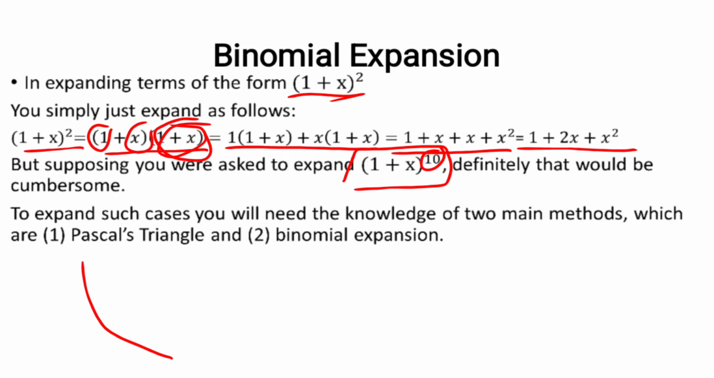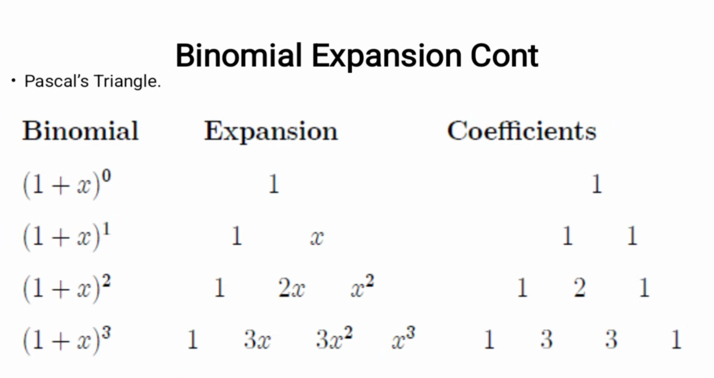So that brings us to the topic binomial expansion, right? There are two main methods at your level. We use the Pascal triangle and the binomial expansion. Pascal's triangle is basically a triangle of this form, okay? When you have 1 plus x raised to power 0, everything raised to power 0 is just 1, so you get 1 there, right?